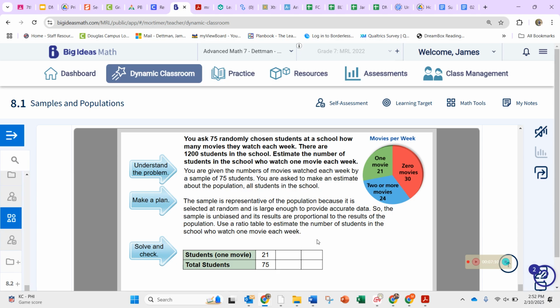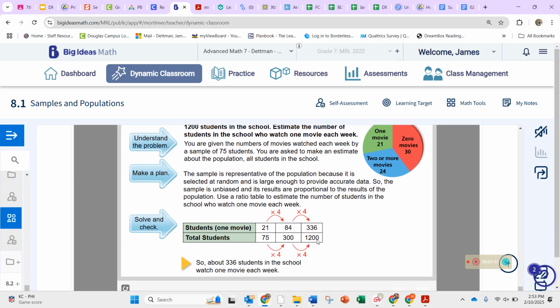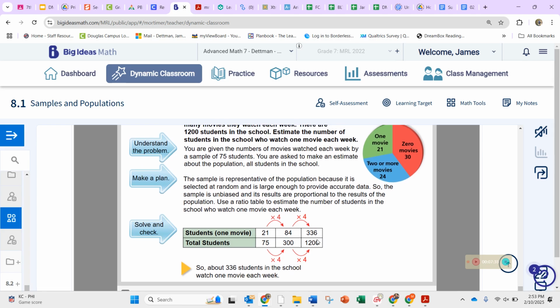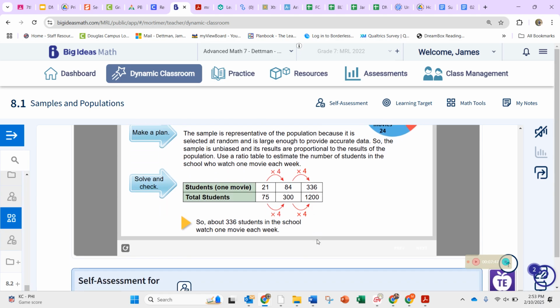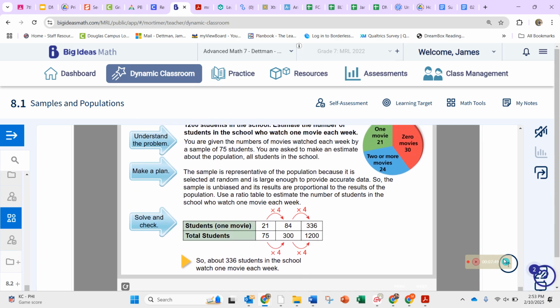So if you have 71 over 75, then what over 1,200, right? We're setting up a proportion, and then from here, you would multiply that out, and you would see, oh, well, about 336 students watch at least one movie a week, and then you can look at the sample for the other ones. You can just keep going. So about 336 students watch one movie a week. They did it a little bit different. I would have just went 21 over 75 equals X over 1,200, and we would have got the 336 that way by cross multiplying. So a little bit different than what we're used to there in the example shown.